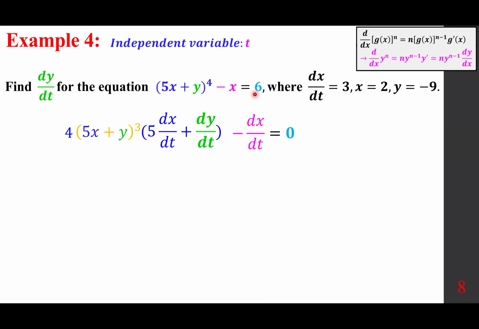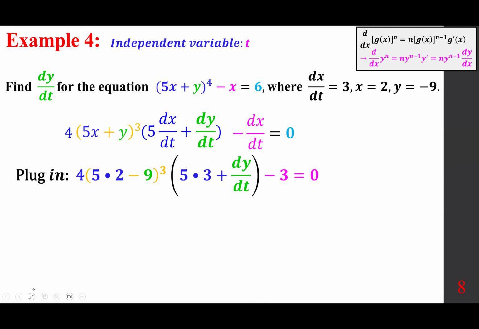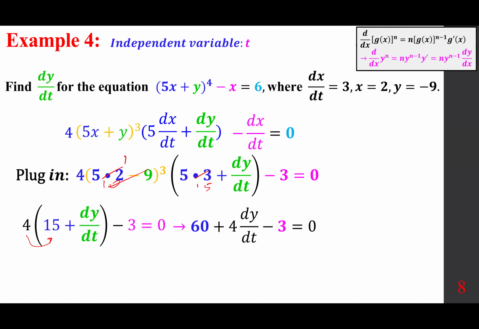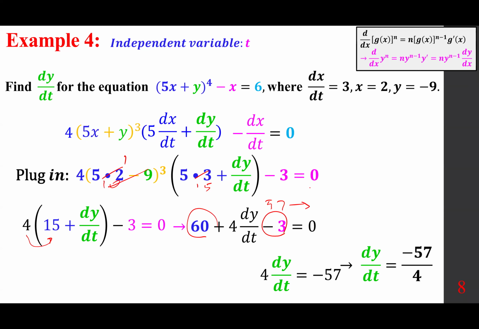We have a choice. We can solve for dy/dt or just plug in. We are going to plug in. 10 minus 9 is 1. 1 cubed remains. This is 15. So we get 4 times 15 plus dy/dt minus 3, and we distribute. We get 60 plus 4 dy/dt minus 3 equal to 0. 60 and minus 3 is 57. Moves becomes negative, and divide by 4, and dy/dt becomes minus 57 over 4.